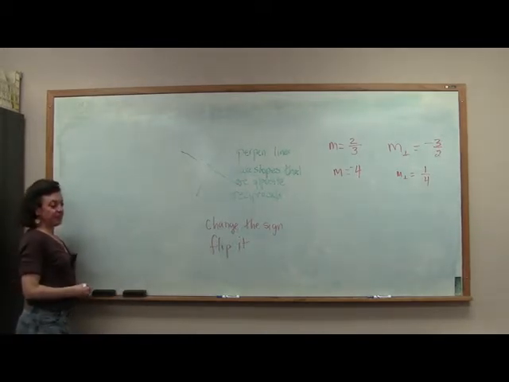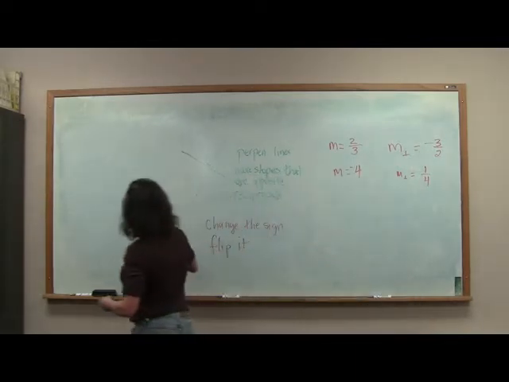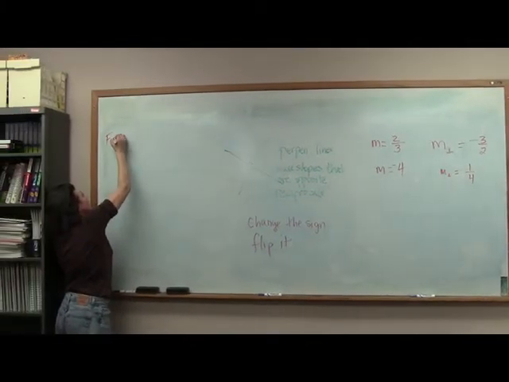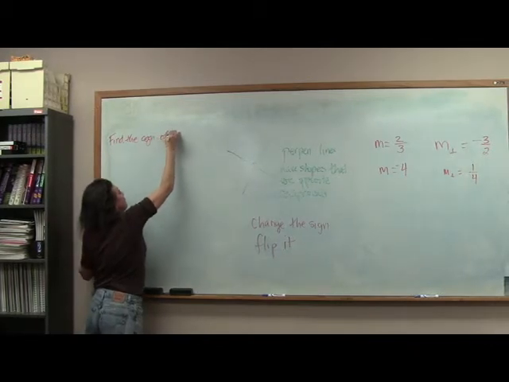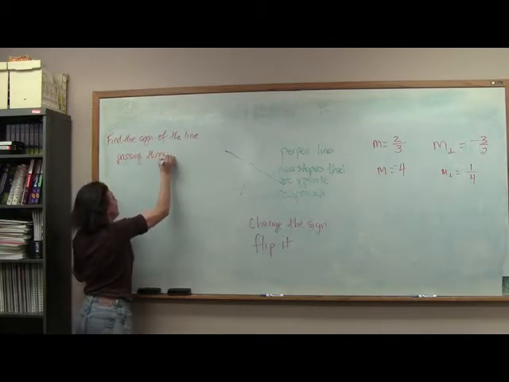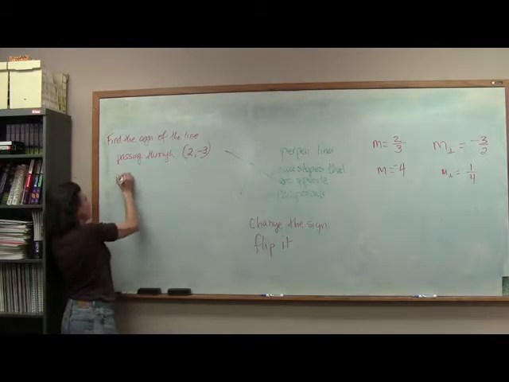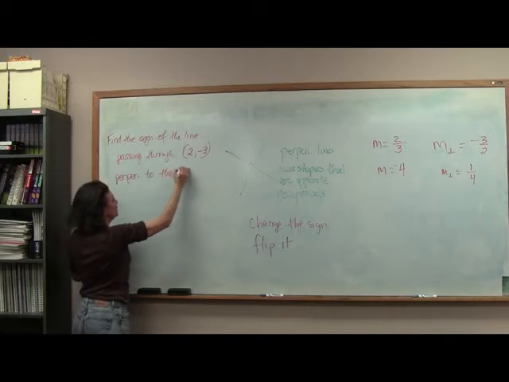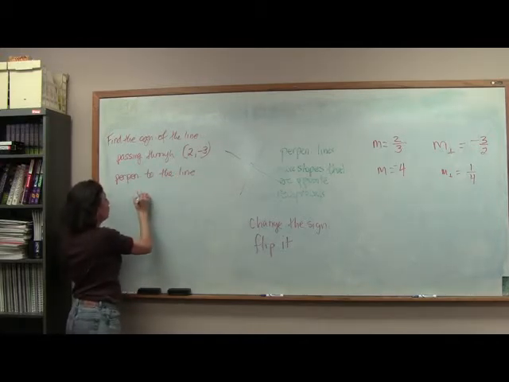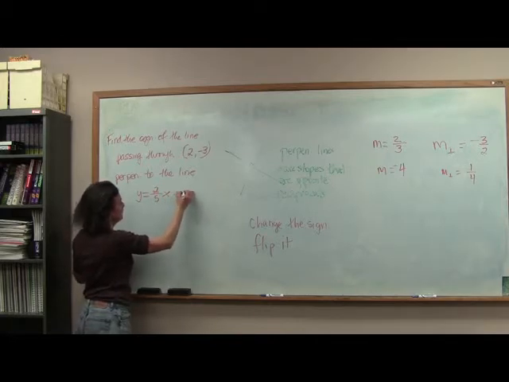What if I wanted us to find the equation of the line passing through, how about 2, -3, that's perpendicular to the line. How about y equals 2/5 x plus 17?